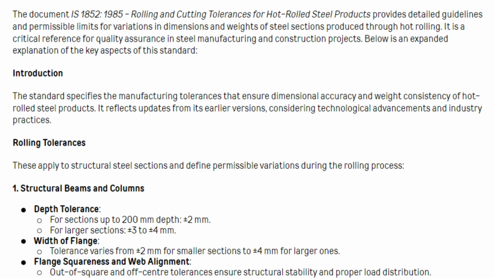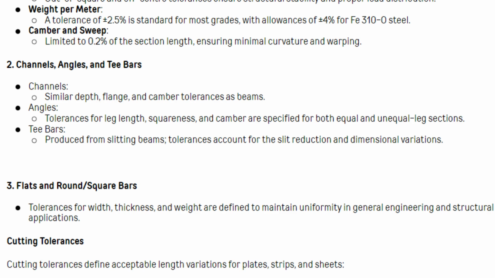Out of square and off-center tolerances ensure structural stability and proper load distribution. Weight per meter: a tolerance of plus or minus 2.5% is standard for most grades, with allowances of plus or minus 4% for Fe 310-0 steel. Camber and sweep: limited to 0.2% of the section length, ensuring minimal curvature and warping.